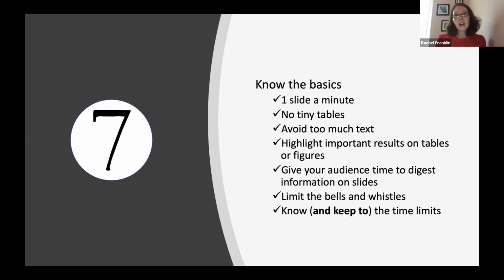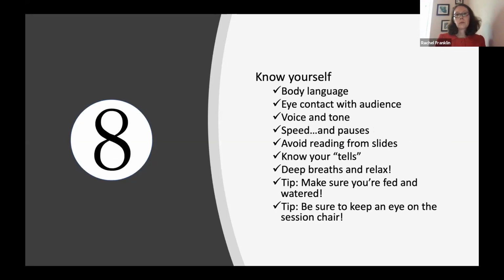There is nothing that kills a reputation or makes a poor impression or makes the takeaway be ignored more than not keeping to the time limits, no matter who you are. I think it's also important to know yourself, right? So as I'm talking to you right now, inside my head, part of my brain is thinking about how I'm talking, what I'm doing with my hands, how I'm sitting.